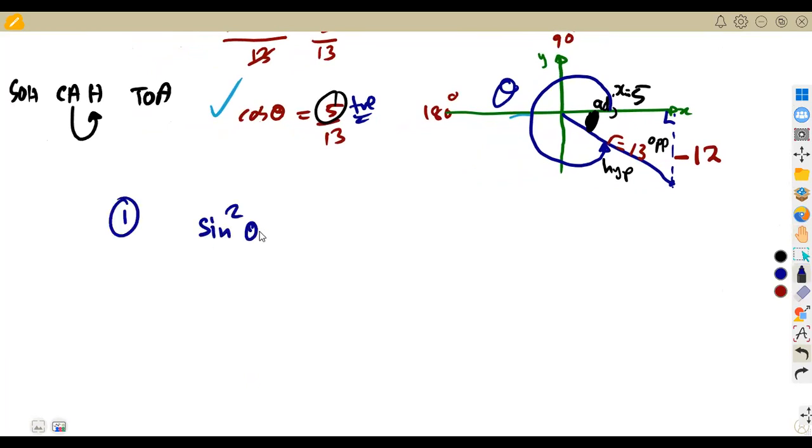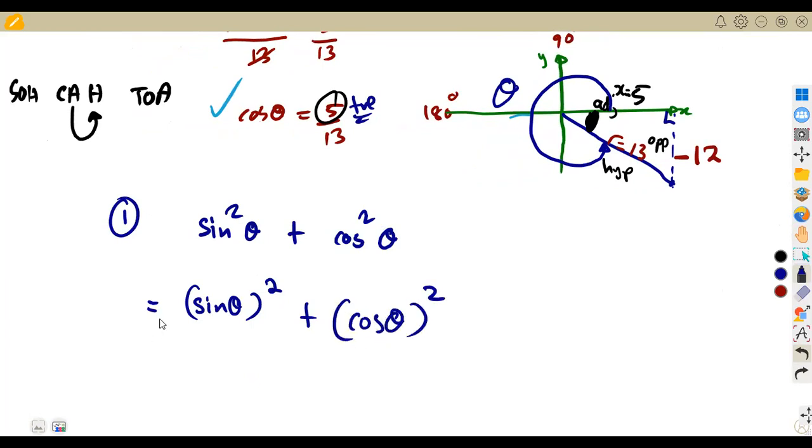The sine squared of theta plus the cos squared of theta. Remember we said when a trig is being squared, or when there's an exponent, it means it's that trig being raised to that exponent. So it's sine theta squared plus also cos theta here being squared. So it's cosine of theta, everything being squared like that.